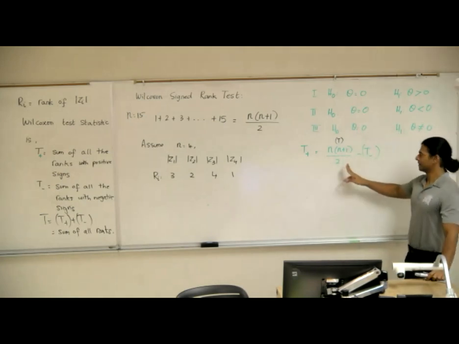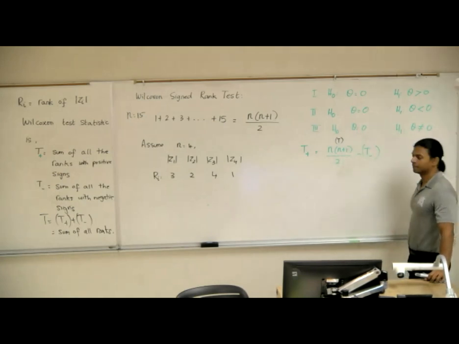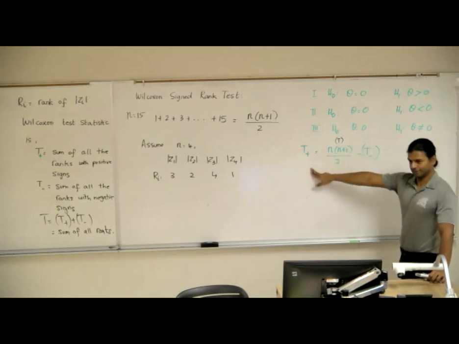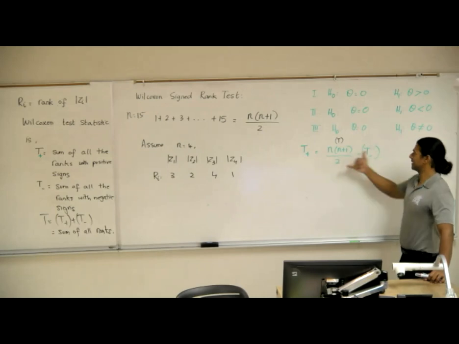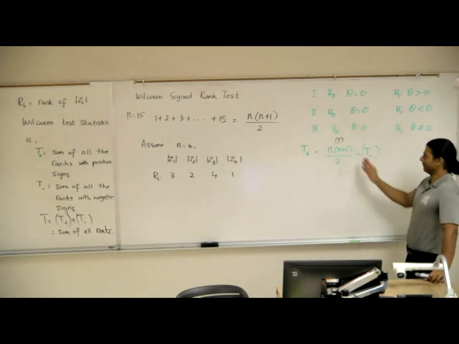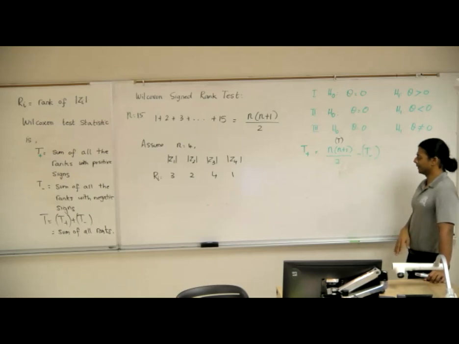What would the T minus be? Sum of all the negative ranks. Right? And T plus would be the sum of all the positive ranks. Positive signs, negative signs, total, doesn't matter positive or negative: n times n plus 1 over 2.